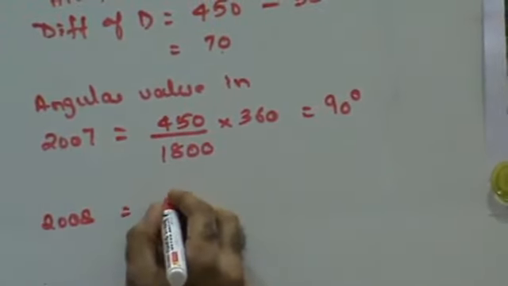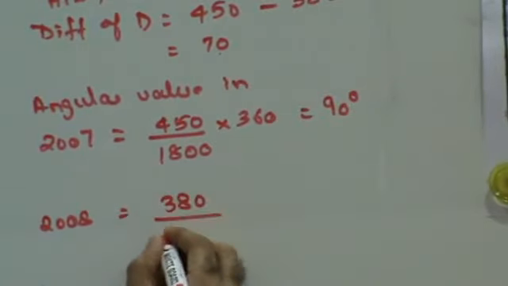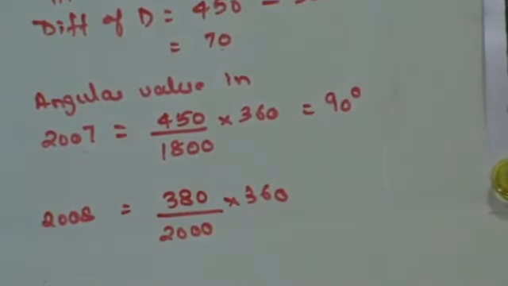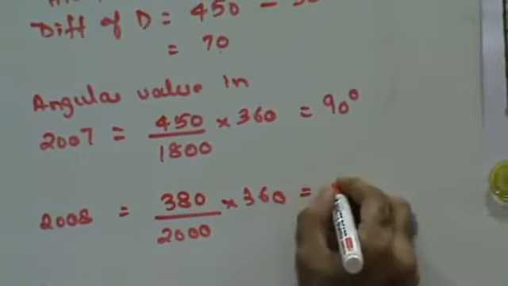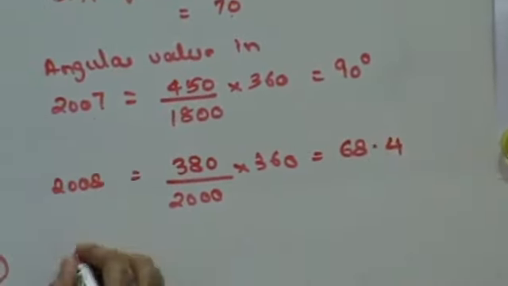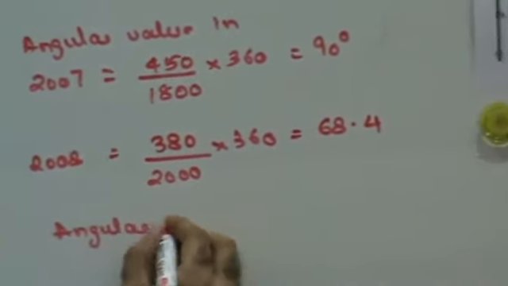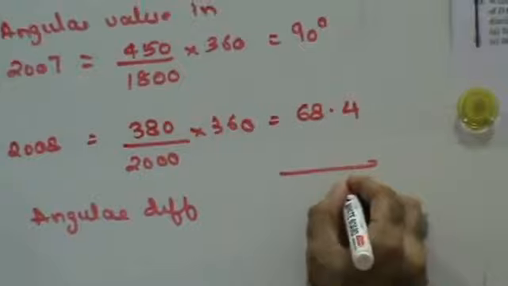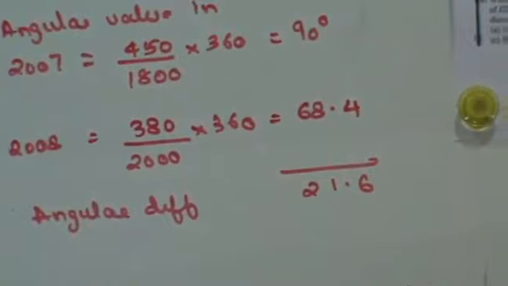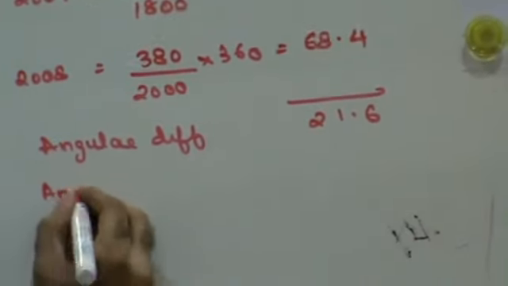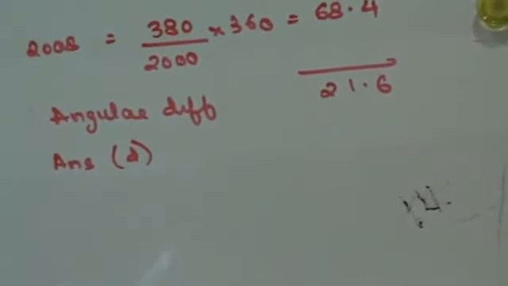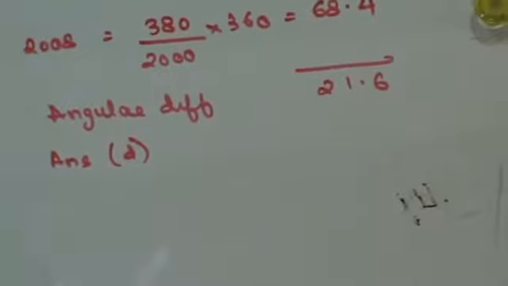And for 2008, it is 380 divided by 2000 into 360, since 380 were the number of students and the total number of students was 2000. That gives 68.4. So what is the angular difference? Subtract: 90 minus 68.4 is 21.6. So 70 for the number of students and 21.6 degrees for the angular difference. The answer is D.